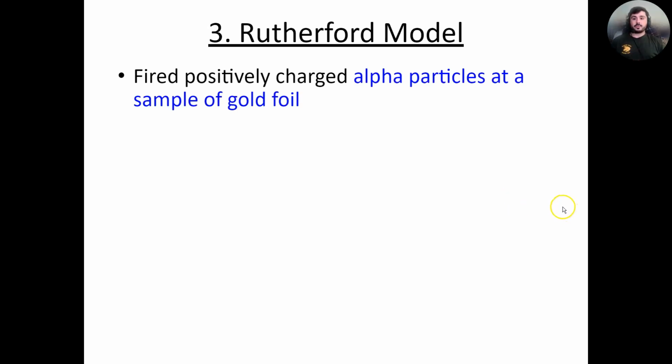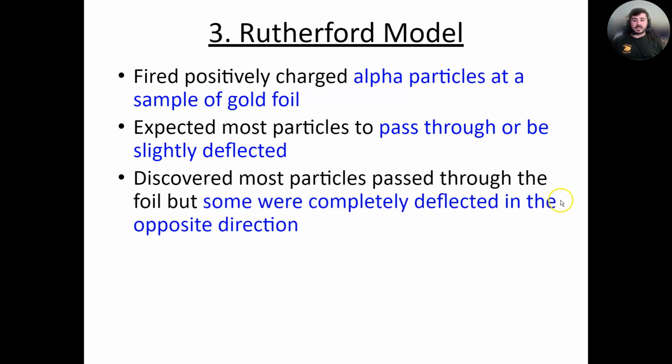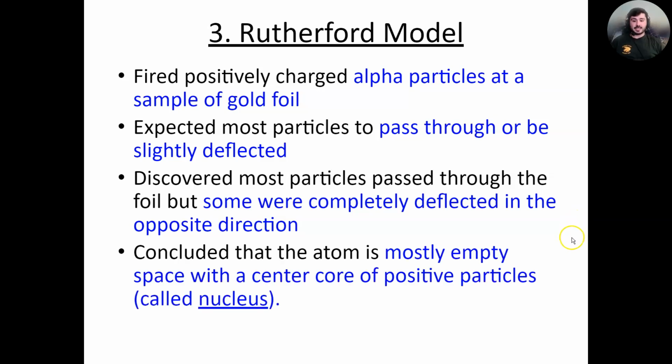So let's quickly recap. He fired a positively charged alpha particle at a sample of gold foil. He expected most of those particles to pass through or be slightly deflected, which he was pretty correct in. A majority of those particles did pass through the gold foil or were slightly deflected. But what he came to find out was that although a lot of the particles did pass through, some of them actually deflected almost entirely in the opposite direction. And that's where he came up with his model of the atom.